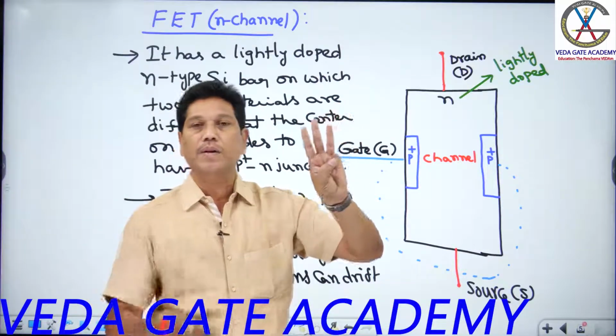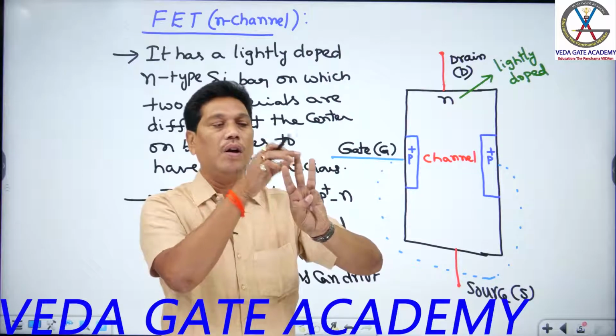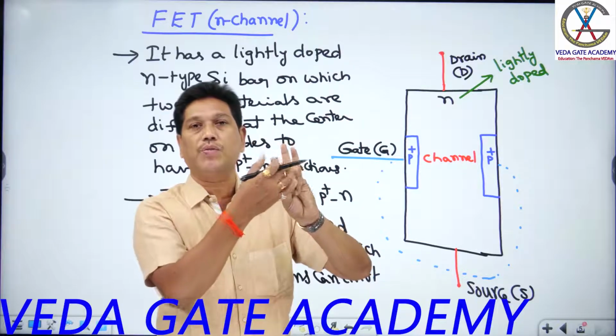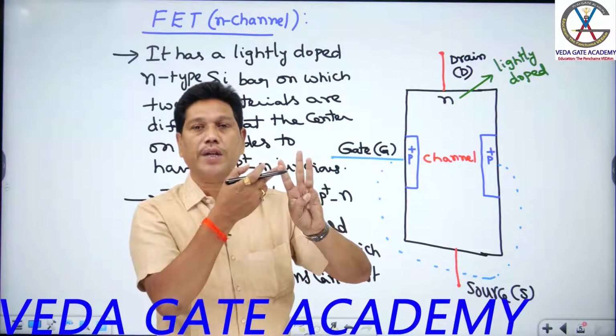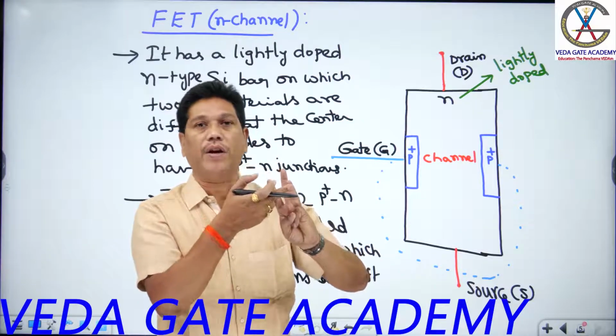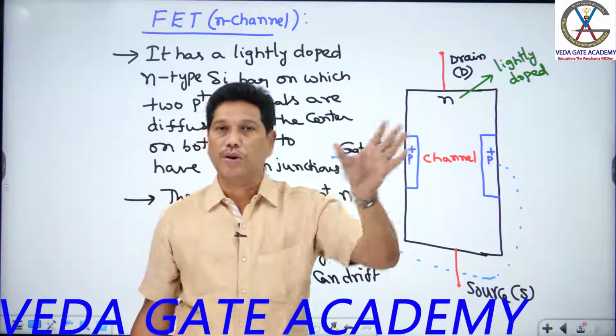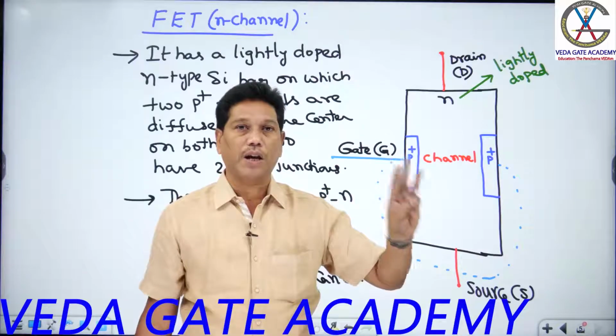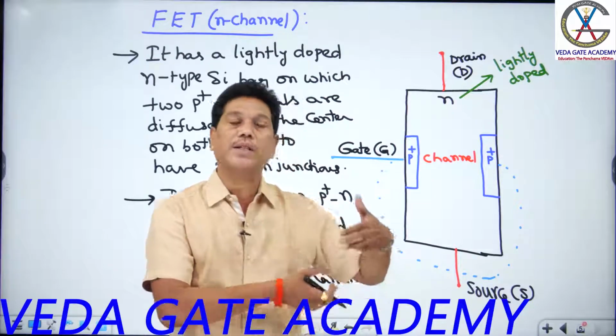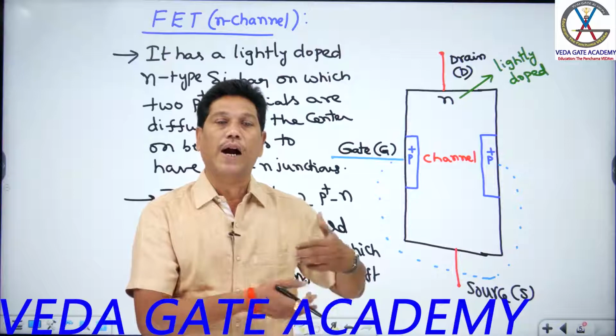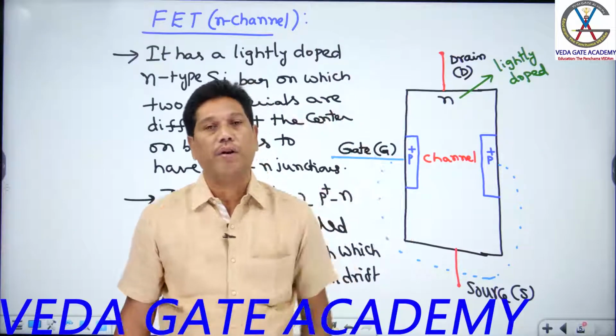Among the three terminals, the middle one is always the gate, students. Among these two extreme sides, one of them you can take as a source, and automatically the other one acts as a drain. There is no restriction that this is source, that is drain. So the two extreme terminals, you can accept any one of them as a source, then automatically the opposite side terminal acts as a drain.